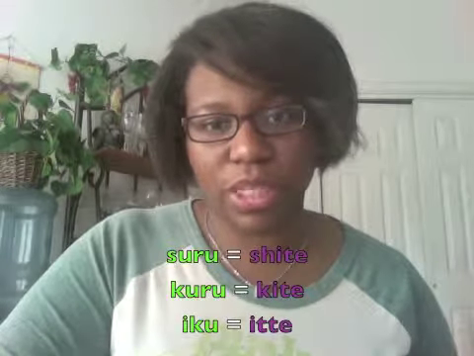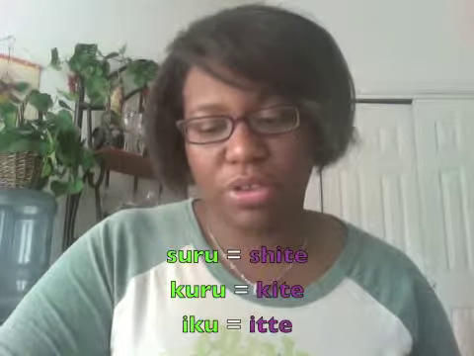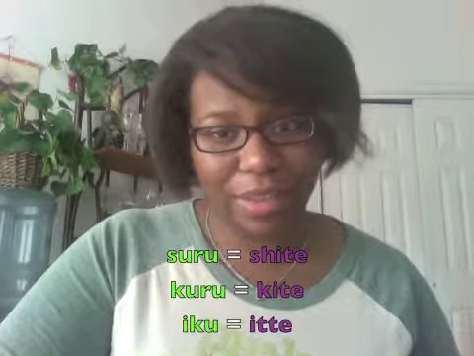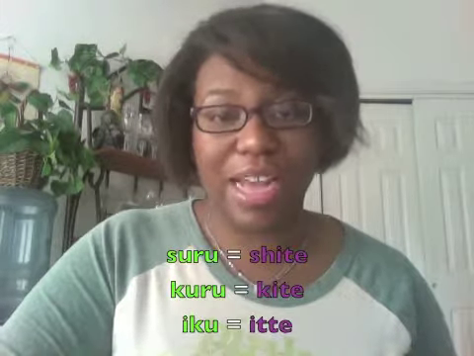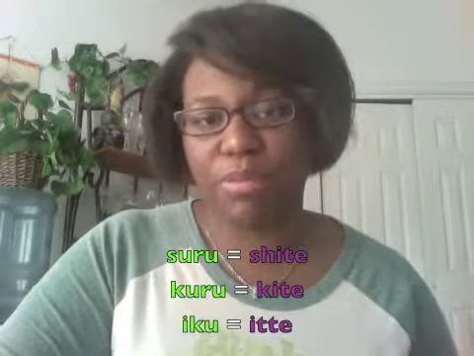And then you have your exceptions. The last 3 are exceptions. You have suru, which conjugates to shite. Kuru conjugates to kite. And iku, as in to go somewhere, becomes itte. Okay, and there is a pause there. All right, so these are for the class 1 verbs. I'll try to put the little chart on the bottom so that you can see each one.